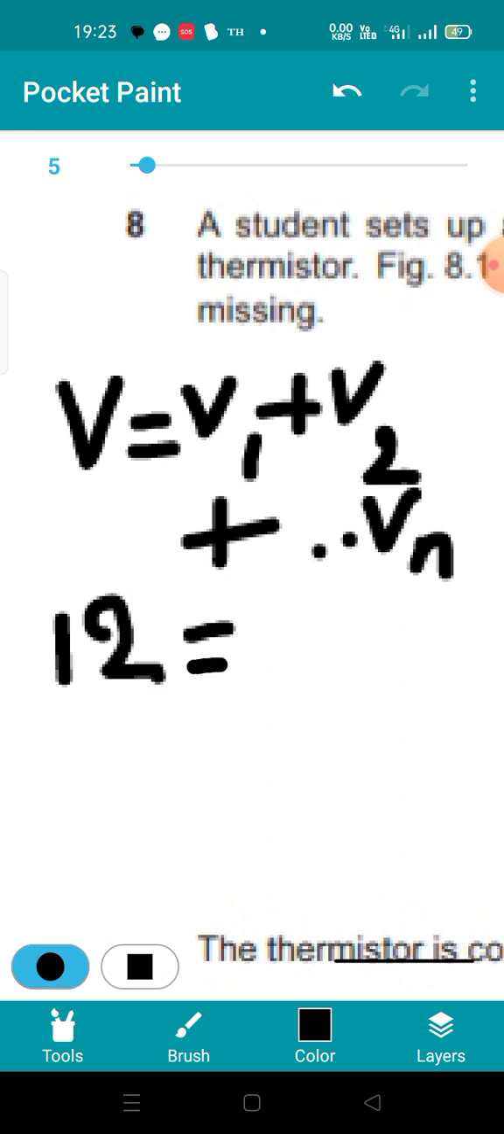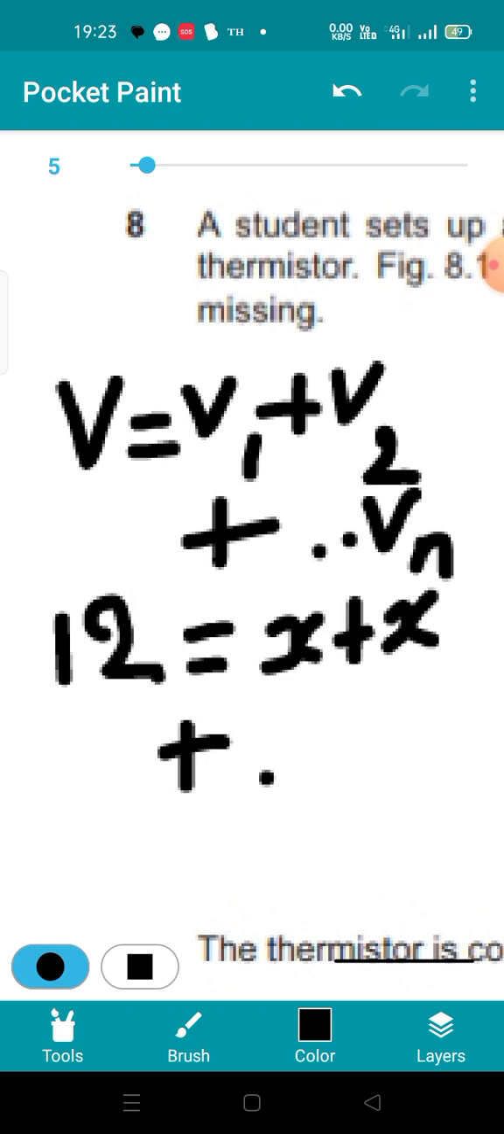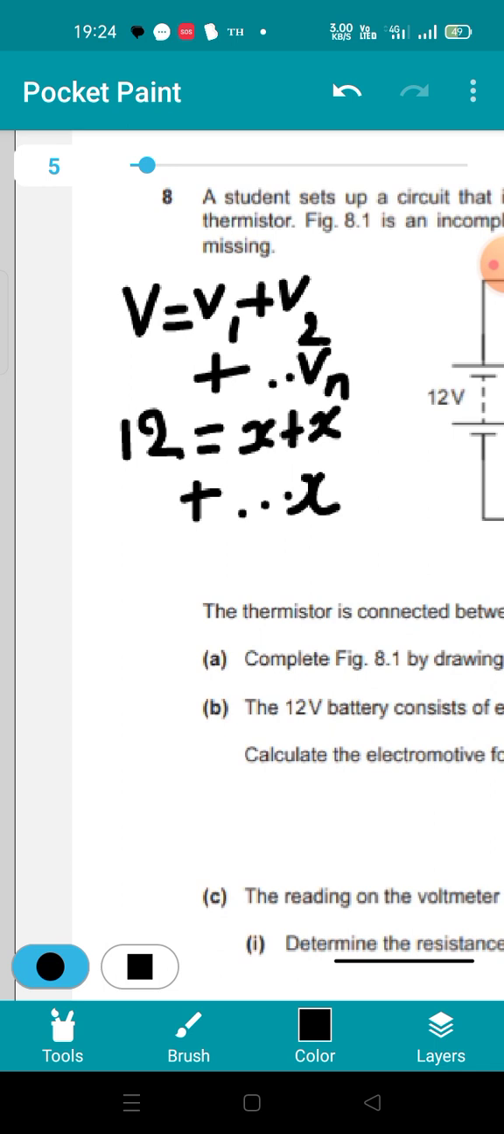It is 12 volts. Now because V1, V2 and Vn are the EMFs of identical cells, they will be equal to one another. So I can write x plus x, and so on. How many x should I write here? I should write 8 number of x here. So why 8 number of x, and what does x represent? 8x because there are 8 cells in series, and x is the EMF of each cell. So if we calculate further, 12 will be equal to x added 8 times, so 12 is equal to 8x.